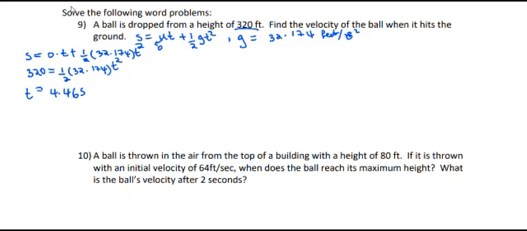Okay. So now that we have the time, which is how long this whole thing takes from dropping the ball from 350 feet to the ball hitting the ground, we just need a formula for the speed, or for the velocity, so we can substitute in this value for t and get the velocity.